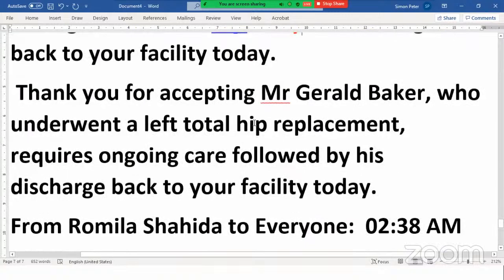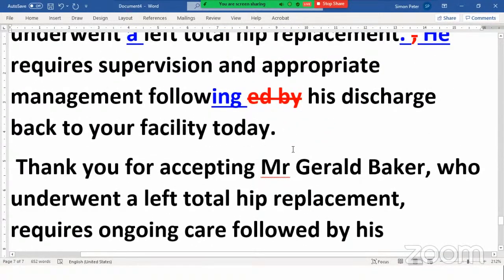So you have a problem with the concept of followed by and following. Let me clarify here. The second one is following the first one. The first one is followed by the second one. Remember which is first and which is next. Be careful. The second one is following the first one. The first one is followed by the second one. His discharge is followed by continuing care. You have reversed the order. So that's the point.